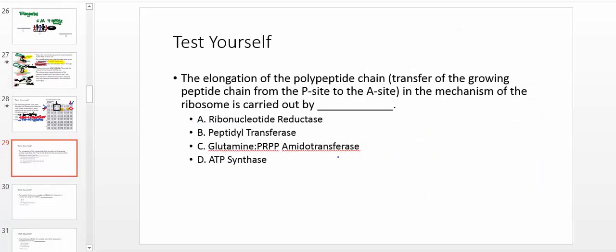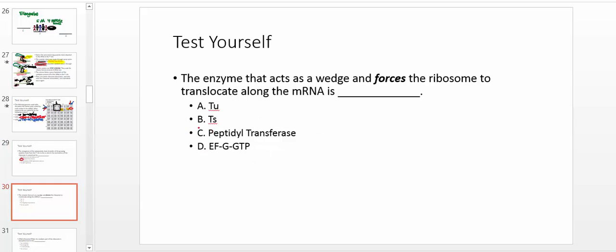Okay. The elongation of the polypeptide chain, i.e. transfer of the growing peptide chain from the P site to the A site, in the mechanism of the ribosome is carried out by what enzyme? Okay. Well, there's only one enzyme here we've talked about thus far, which kind of makes it obvious that the answer is peptidyl transferase, and that's the answer. So peptidyl transferase comes from the fact that it's transferring the peptide chain from the tRNA in the P site to the tRNA in the A site, and that's catalyzed by peptidyl transferase.